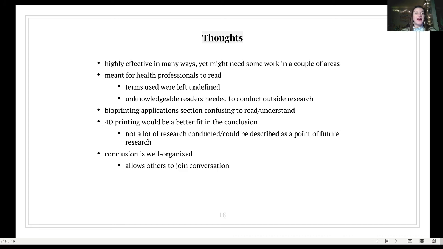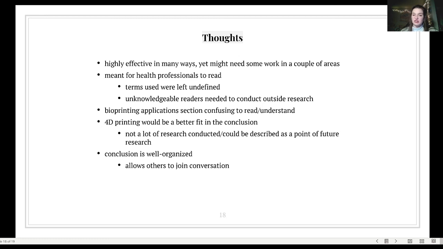Overall, this research paper was highly effective in many ways, yet might need some work in a couple of areas. Although the ideas within this research paper were separated very nicely, leaving readers with a good idea of where one topic ended and another began, it can be surmised easily that this paper is meant for health professionals to read, as most terms were left undefined, making it necessary for unknowledgeable readers to conduct more outside research. In the future, it is suggested that writers add more detailed descriptions of some of the more general ideas, so that interested yet unqualified readers would have better understanding of the topics mentioned within the paper.